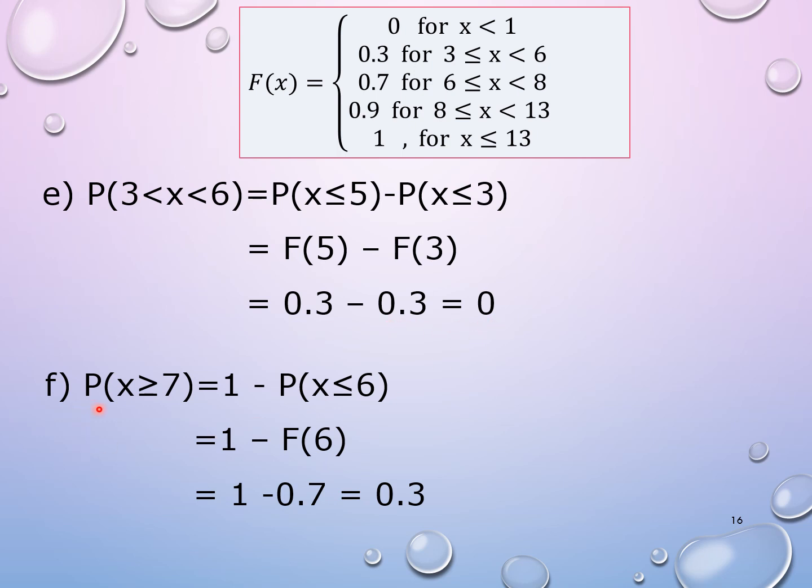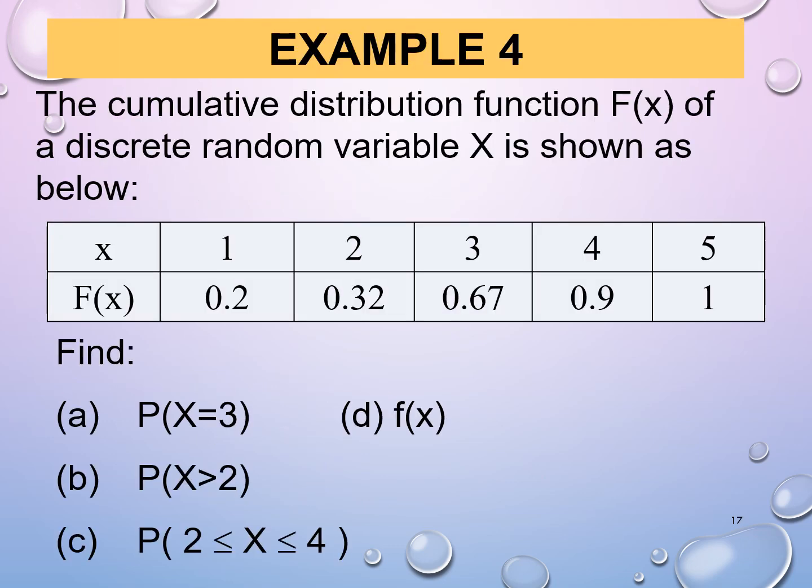And F, probability x greater than or equal to 7, which is equal to 1 minus probability x less than or equal to 6. So 1 minus this is equal to cumulative of 6. So cumulative of 6 is within this range, which is equal to 0.7. So you get 1 minus 0.7 is 0.3. That's all. And this is our example 4.